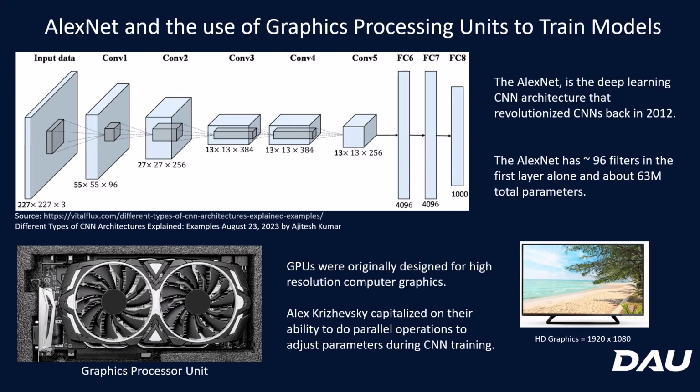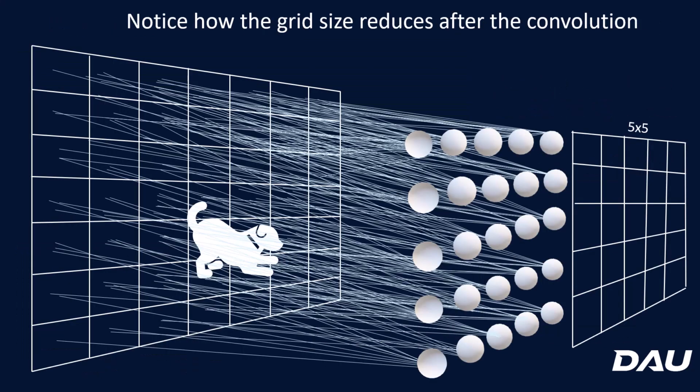Then we also talked about AlexNet and how Alex figured out how he could do a lot of operations in parallel, which really enabled the first use of deep neural nets. And notice the size of this grid here. We've got 7 by 7, and once we convolve it, it turns into a 5 by 5.